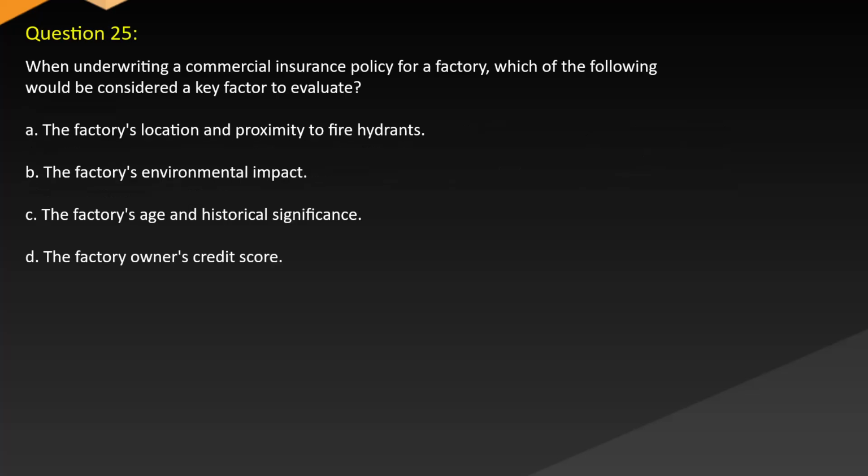Question 25. When underwriting a commercial insurance policy for a factory, which of the following would be considered a key factor to evaluate? A. The factory's location and proximity to fire hydrants. B. The factory's environmental impact. C. The factory's age and historical significance. D. The factory owner's credit score.